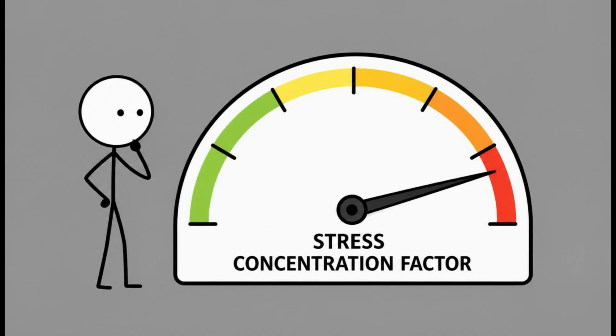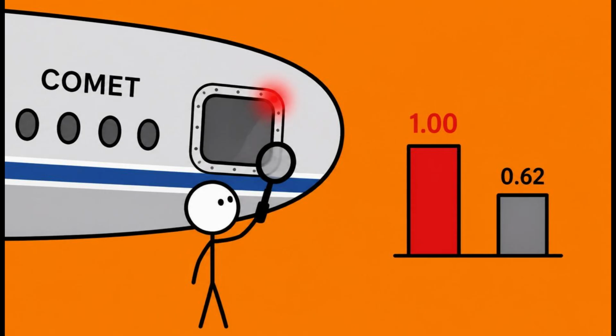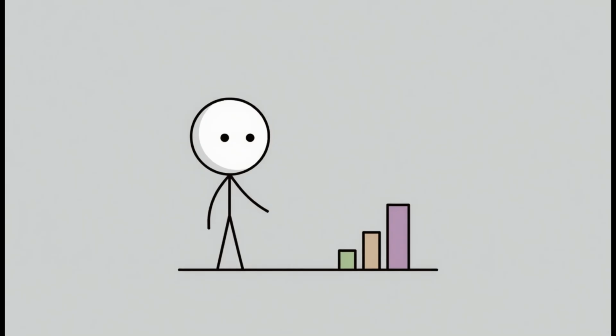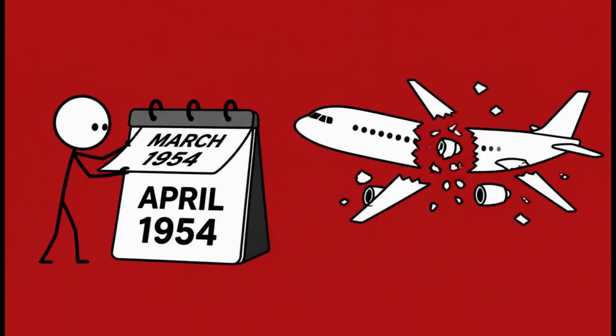Engineers now describe this using the concept of a stress concentration factor, a way of measuring exactly how much more force builds up at a sharp corner, compared to a smooth curve carrying the same overall load. At the corners of the comet's window cutouts, that concentrated stress was significantly higher than de Havilland's original calculations had predicted, high enough that microscopic cracks began quietly forming with every single pressurization cycle, invisible from the outside, growing a tiny fraction larger each time the aircraft climbed and descended.